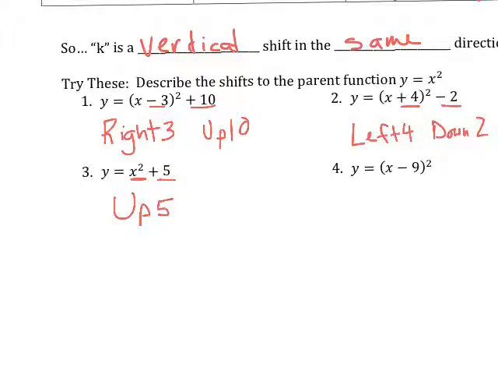And then number 4, inside the parentheses, my vertical shift, or excuse me, my horizontal shift, the opposite way I would think, would make me go right 9. And then there is no vertical shift. So that's that.